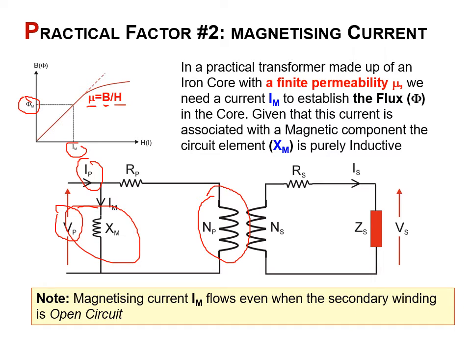So one important thing here is that this magnetizing current IM will flow even when the secondary windings are open circuit. So in other words, if we have no load here, so we have an open circuit or infinite impedance across this secondary, we're still going to have this magnetizing current.